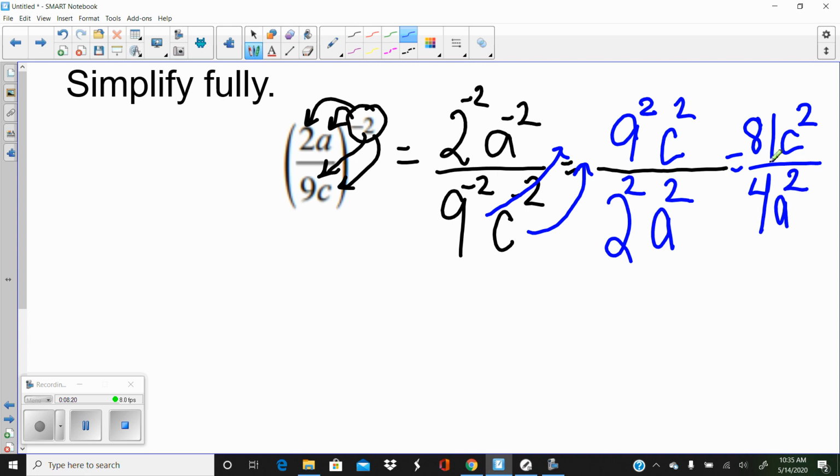All right, now 81 and 4, does 4 go into 81? I don't believe it does. So we'll just leave that as our final answer. Okay, there we go, a little bit of practice with simplifying some exponents.